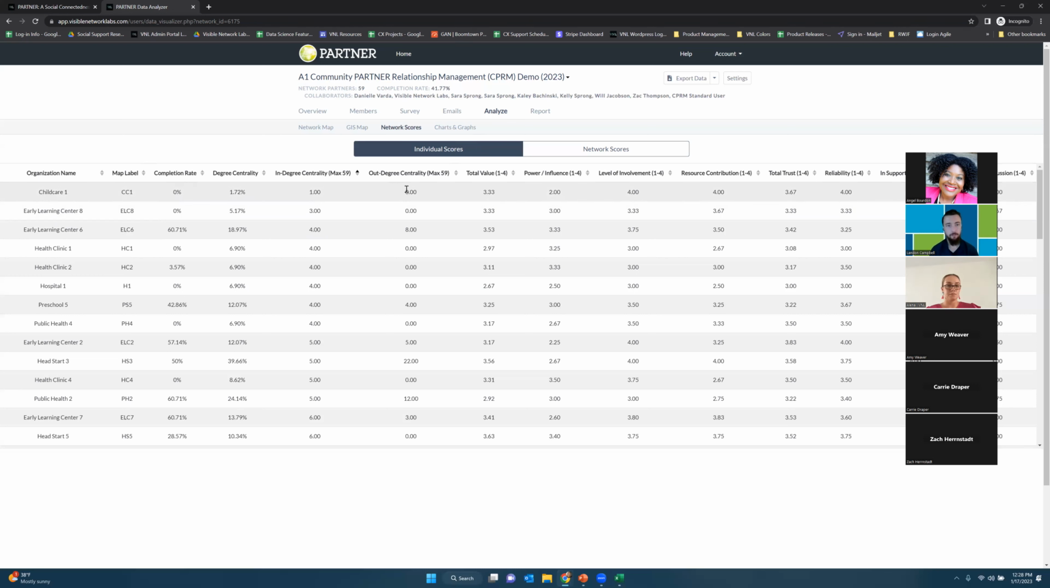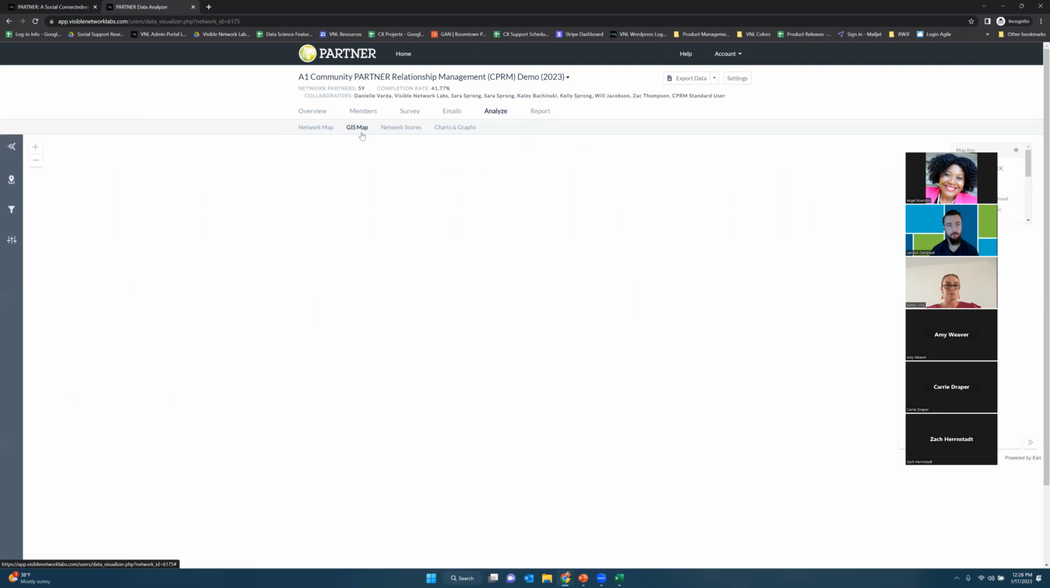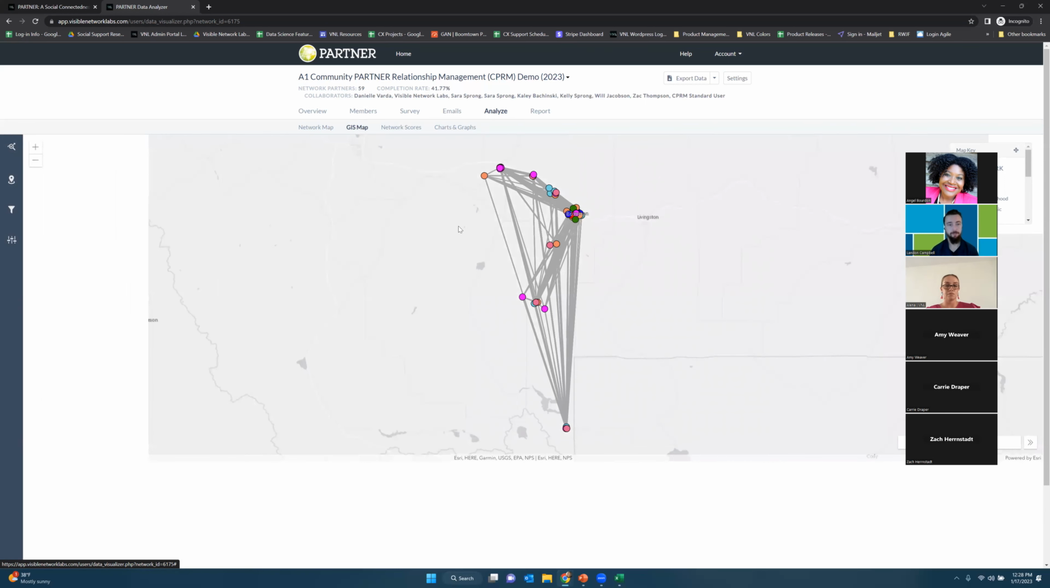So here are network scores. We'll go into these a little bit more in our scenarios. If you included address information, you are also able to see your network map overlaid geographically. And this could be really fun, especially when you're thinking about statewide initiatives, to make sure that you're representing specific communities, right? Or that there is representation in a certain part of the state. This data can help you see that.